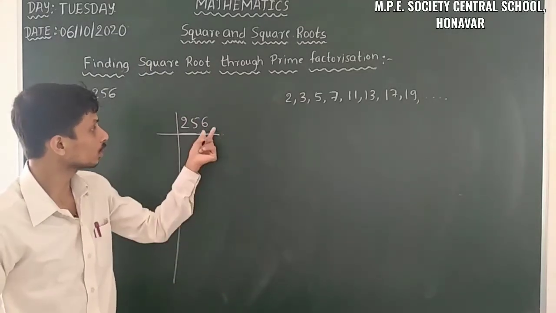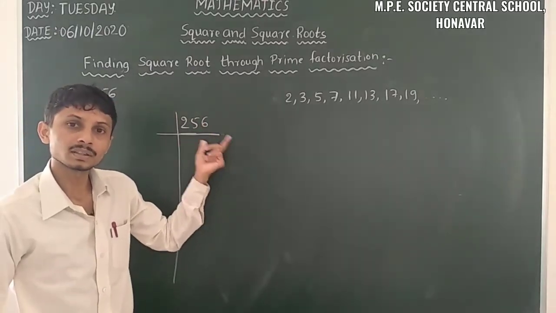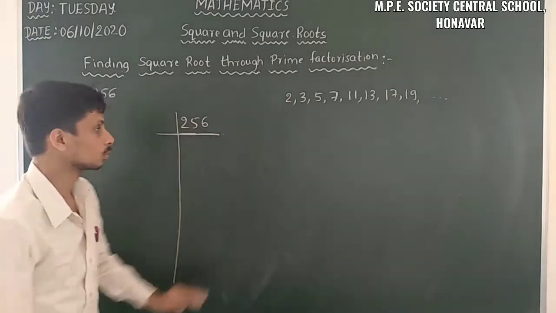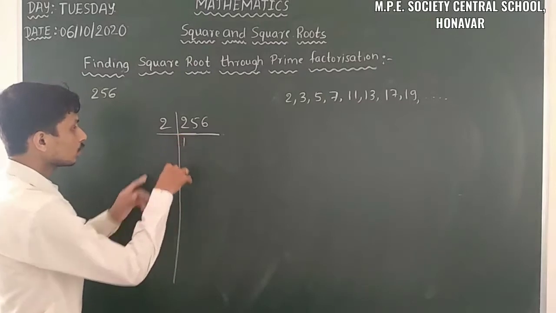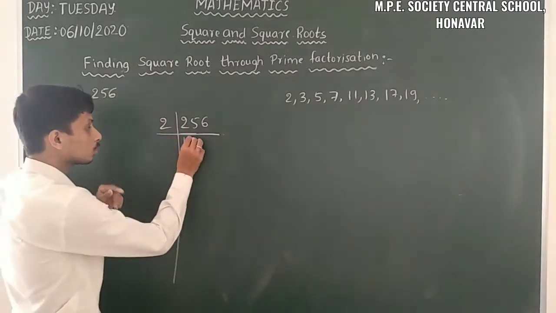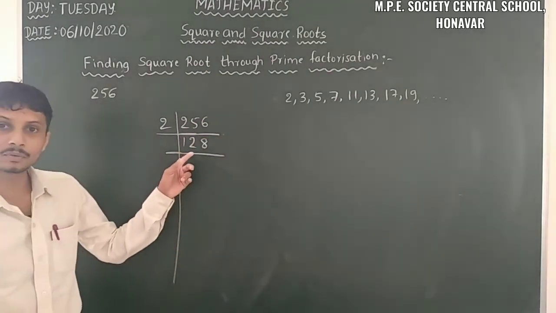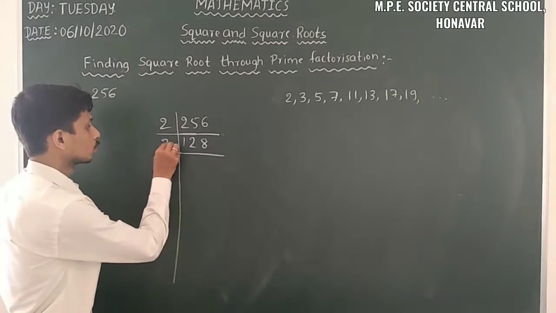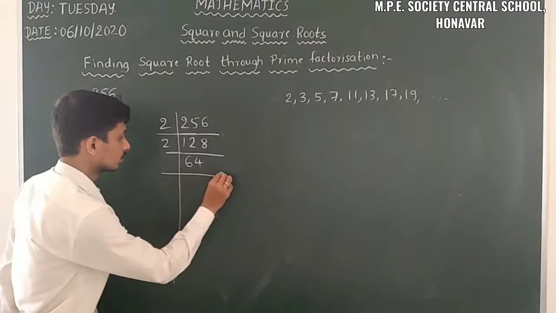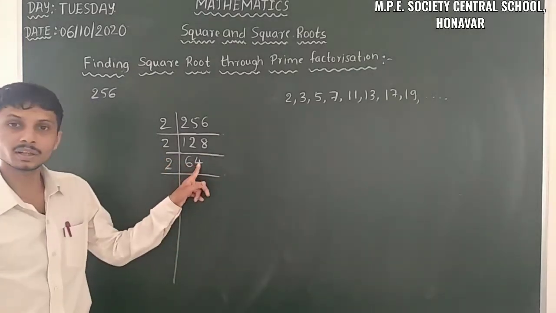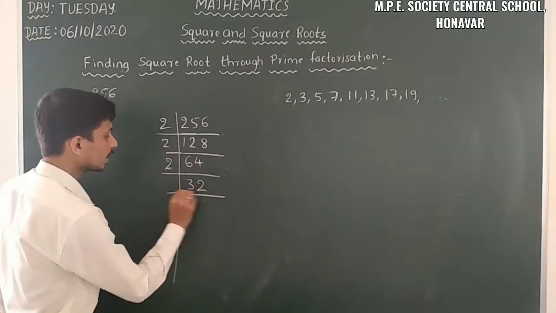Let us take 2, because 256 ends in 6, so it is an even number and we can easily divide by 2. So divide: 2 into 1 is 2, then 5 here, 2 into 2 is 4, 2 into 8 is 16... it gives 128. Again it is an even number, so take 2 again: 2 into 6 is 12, and 2 into 4 is 8, giving 64. Again take 2 because it is an even number: 2 into 3 and 2 into 2, giving 32. Again it is an even number.